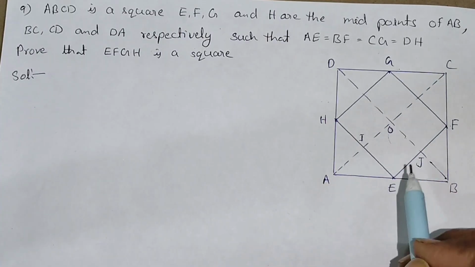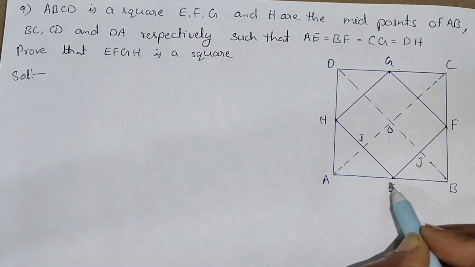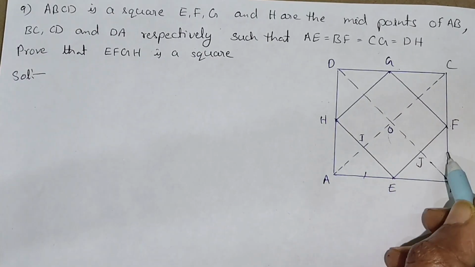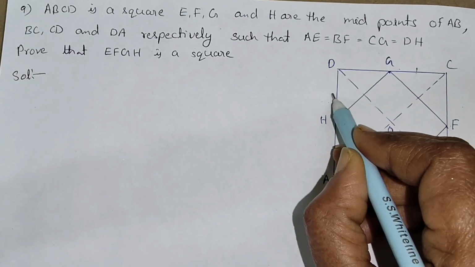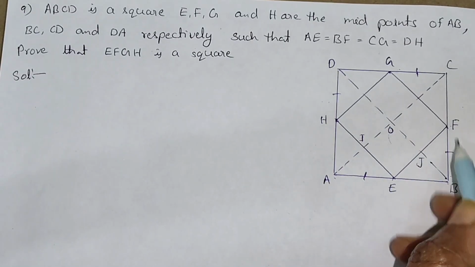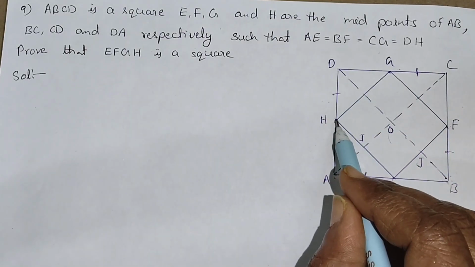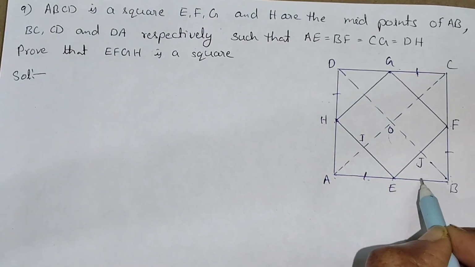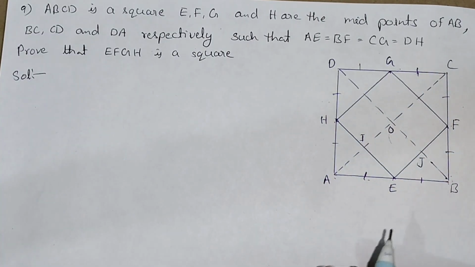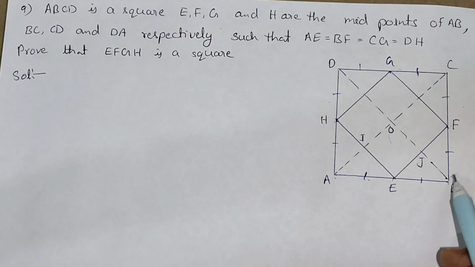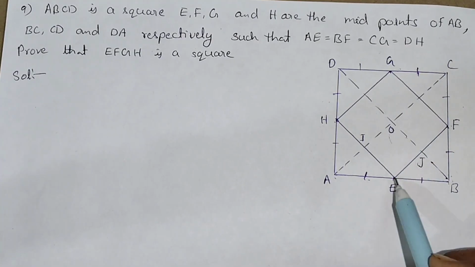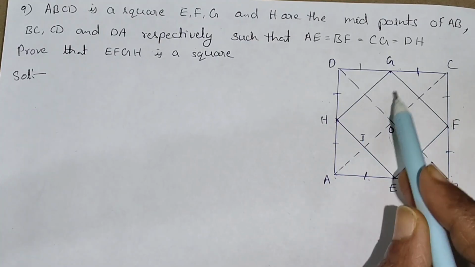Suppose AE equal to BF, and next CG equal to DH. These four lengths are equal, meaning A to E, B to F, C to G, D to H. Since the sides of the square are equal, the remaining parts are also equal: A to E, E to B, E to F, F to C. Now we prove that EFGH is a square.